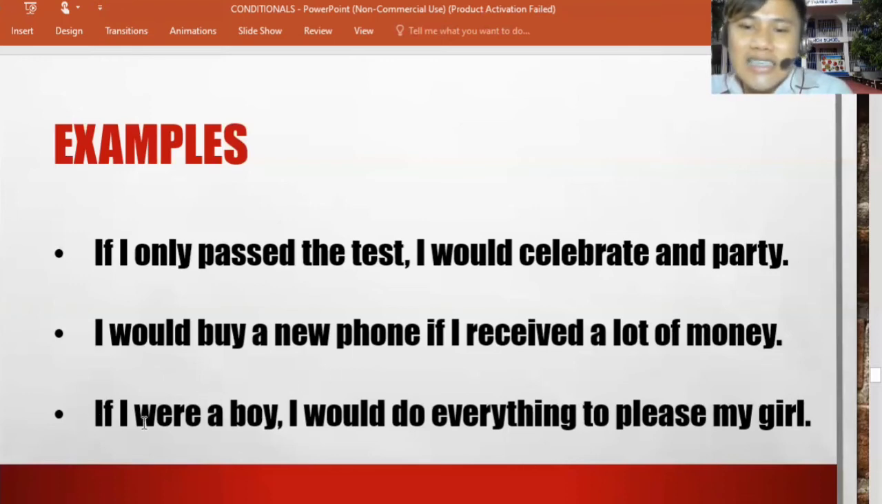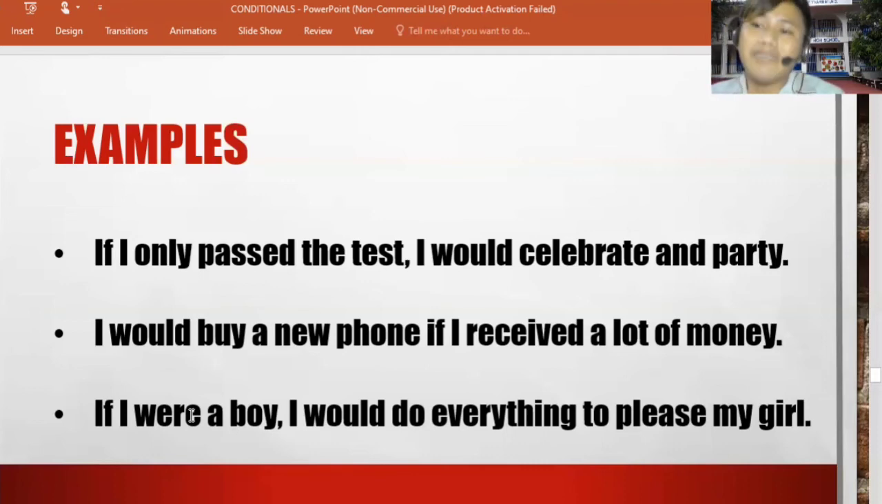So lastly, if I were a boy. Anyway, this is not a song of Beyonce. If I were a boy, I would do everything to please my girl. So the condition here is if she was just a boy. I am thinking that the speaker here is a girl, a woman, who's dreaming to be a boy. He would do everything to please my girl.